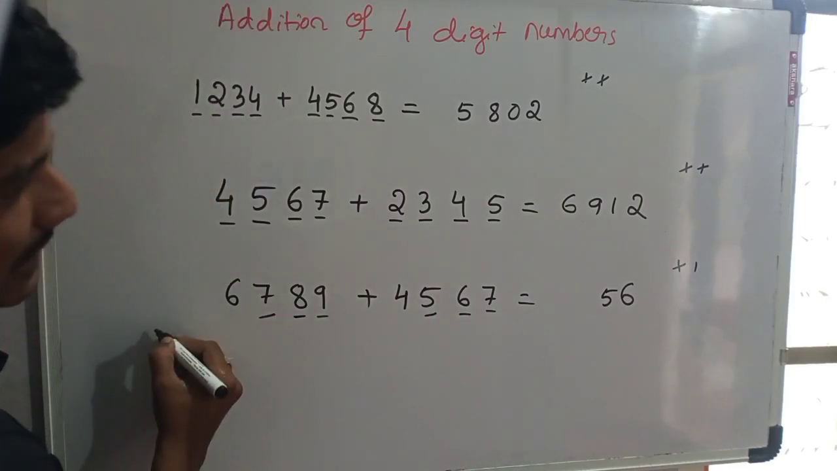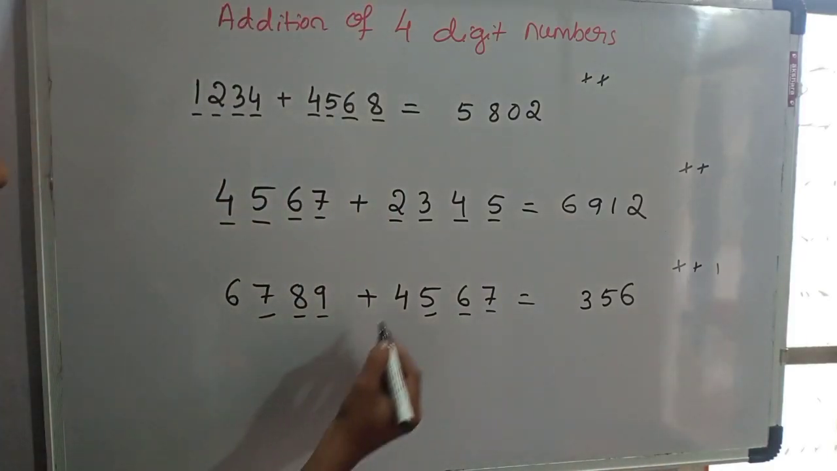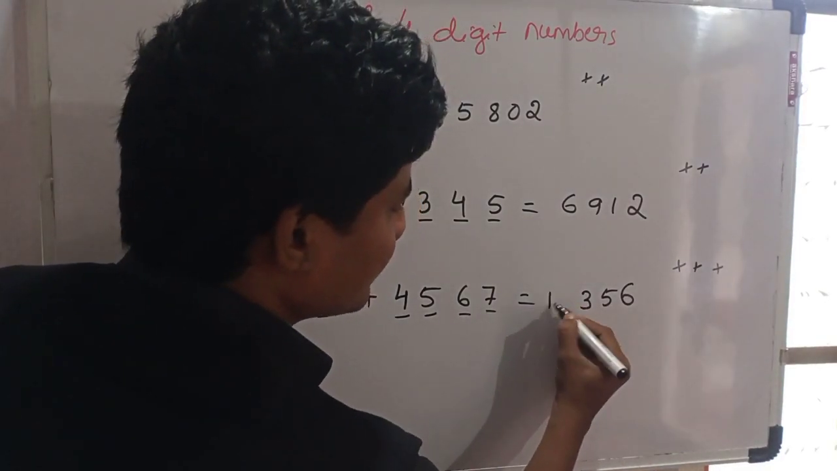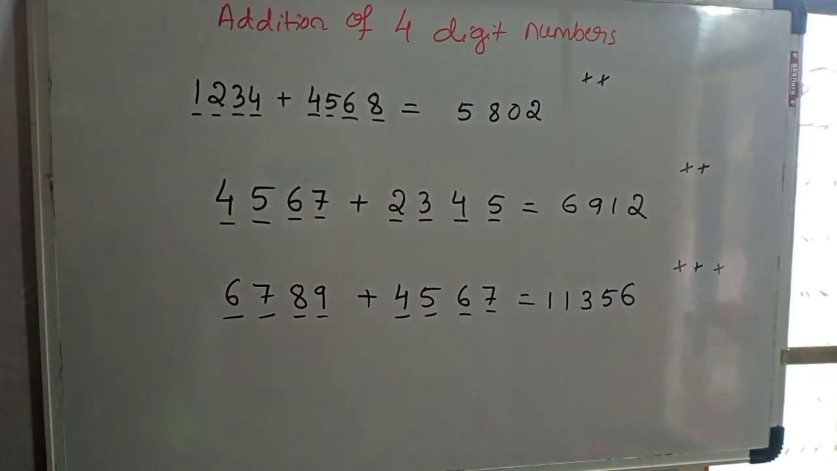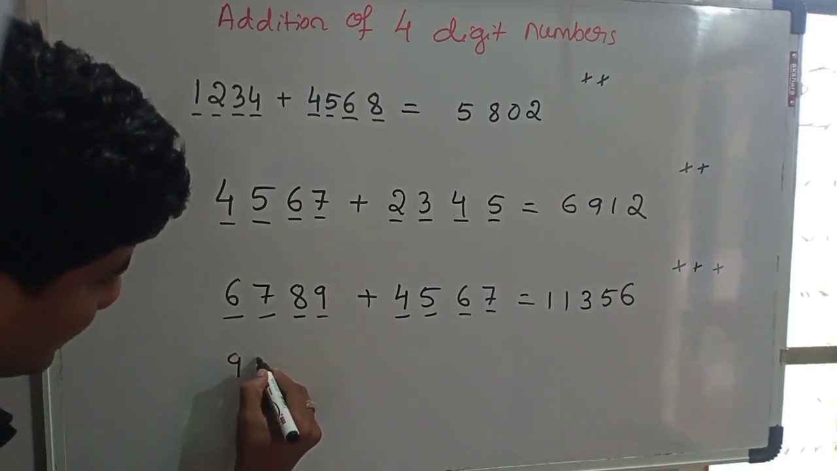5 plus 7 12. 12 plus 1 13. Carry 1. 6 plus 4 10. 10 plus 1 11. 11,356 is the answer. Let's take the next number.